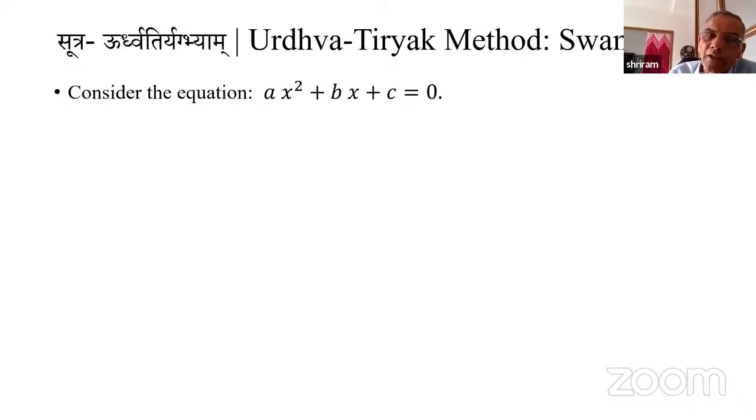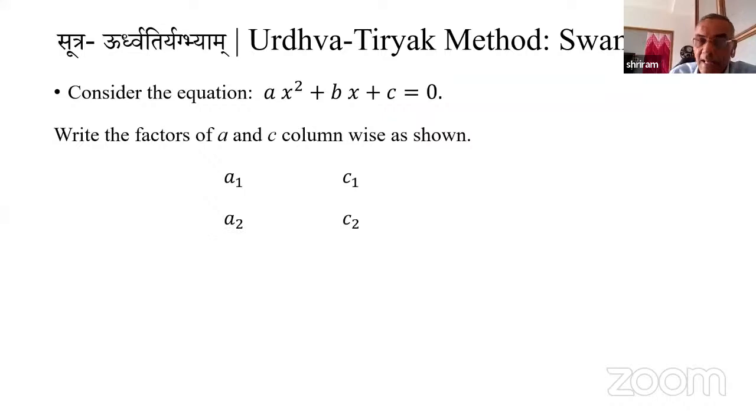We consider 2 factors of a, 2 factors of c. Write them column wise like this. a1, a2, factors of a. Factors of a means a1 multiplied by a2 should be a, and c1 into c2 should be c. So a is to be split into 2 numbers whose product is a. Similarly, we write the factors of c, c1, c2 vertically, but not horizontally. Don't write them as a1, a2.